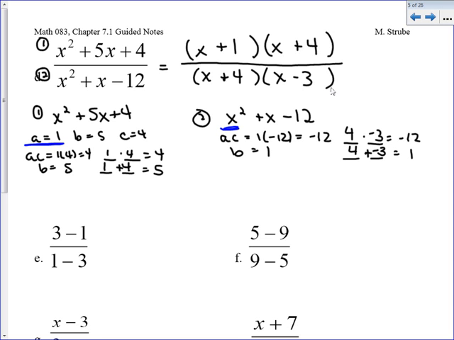So what in this problem can I cancel out? X plus 4. If it occurs in both the numerator and the denominator, we can cancel it. So I'm left with x plus 1 over x minus 3. And that's as far as I can go because I'm back to terms now. Back to terms.